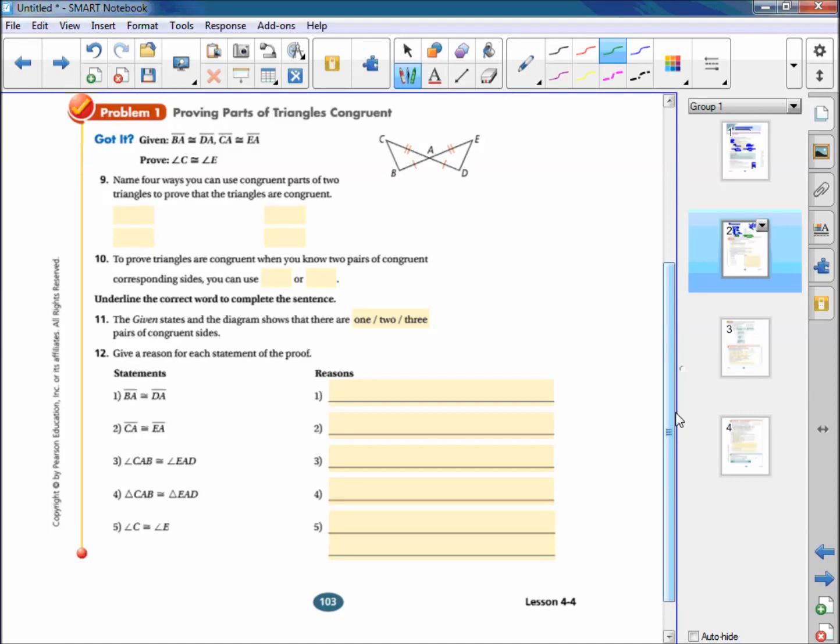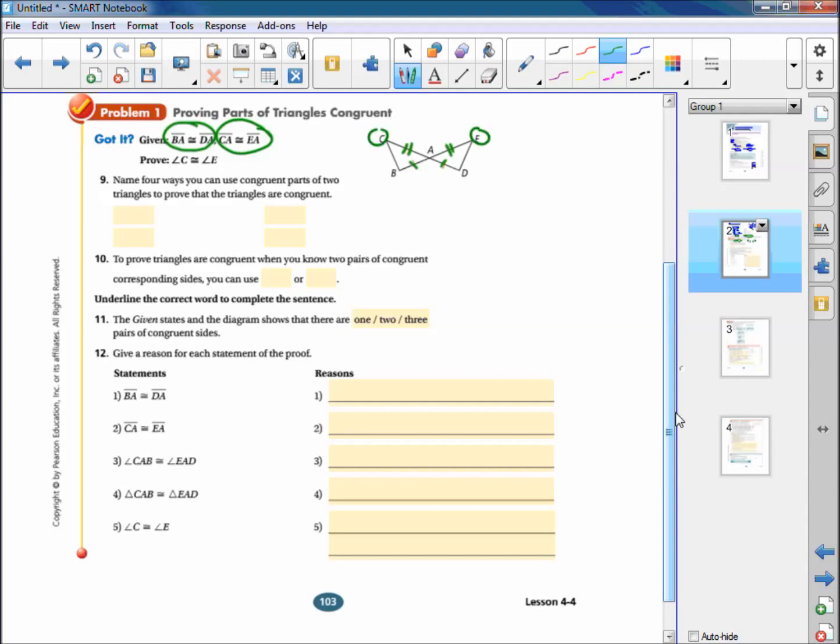So let's see. We have BA is congruent to DA in our given. That's this mark and this mark. And we have CA is congruent to EA in the given. That's this mark and this mark. And we want to prove angle C is congruent to angle E. So I would like to get these two angles in the corners to be congruent to each other.